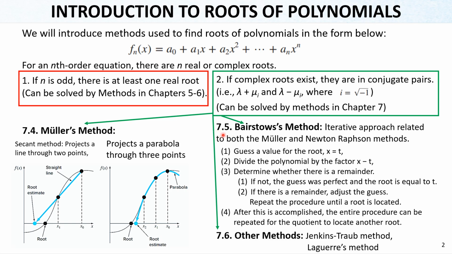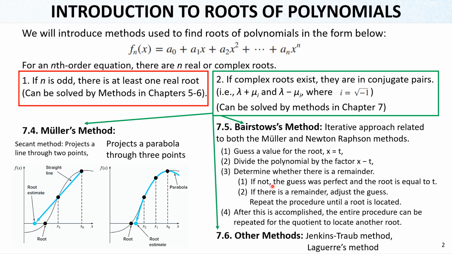And in chapter 7.5 we have the Bairstow method. This is an iterative approach related to both the Müller and Newton-Raphson methods. What we do is simply, first we guess a value for the root, x equals t. Then we divide the polynomial by the factor x minus t. It comes from here. Then we determine whether there is a remainder term. Here it is x minus t equals 0, but there can be a remainder because this is a numerical approximation now.